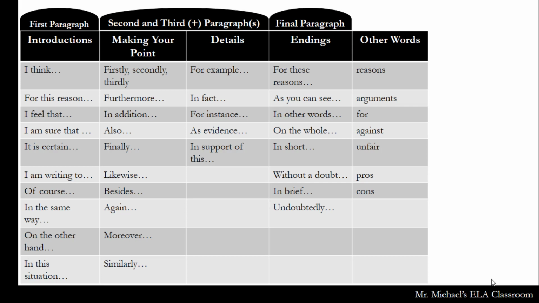There are some other words we can use to be more persuasive, like reasons, arguments, for, against, unfair, pros, and cons. When we start writing, I'm going to show how we can just use these little words and phrases in our writing to really improve our ability to make a point.